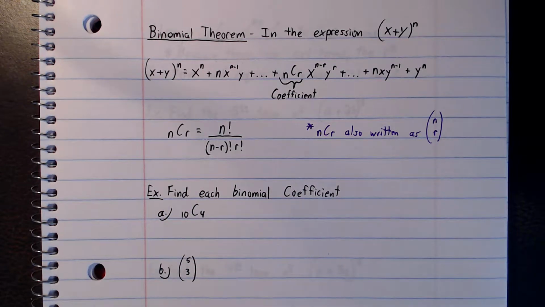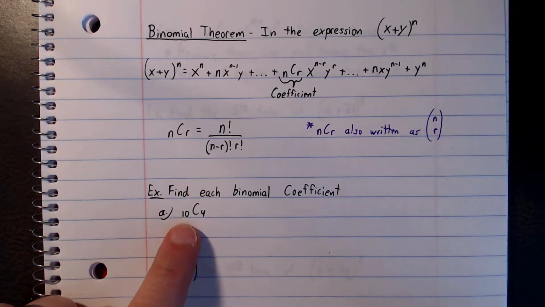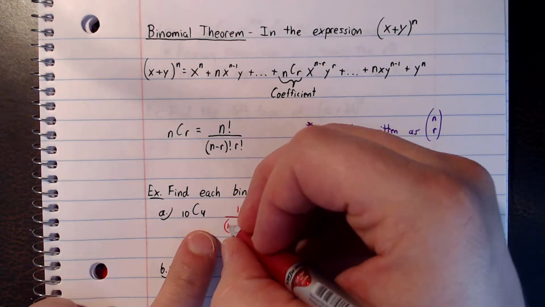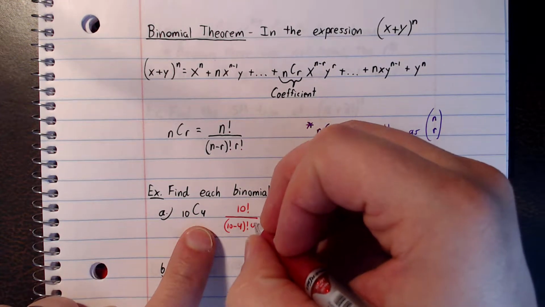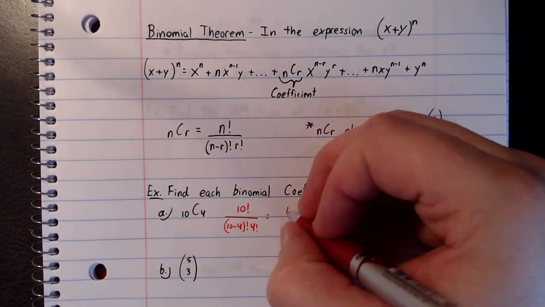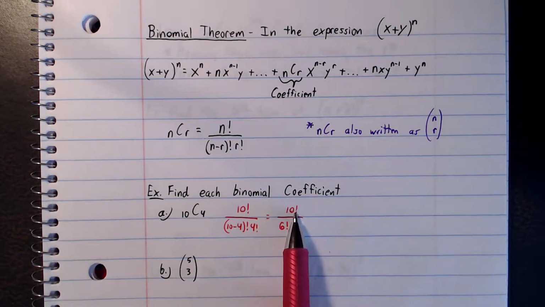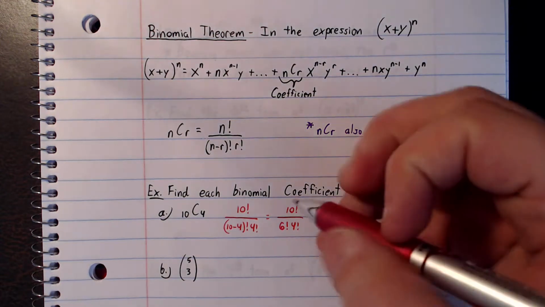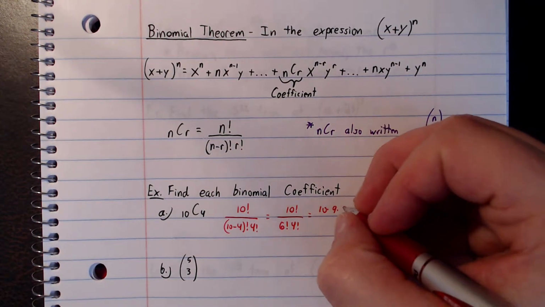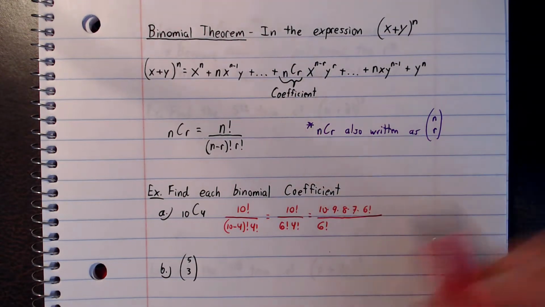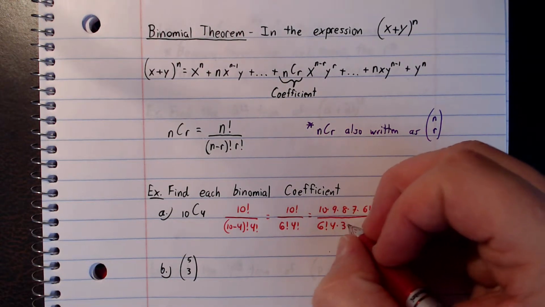So in your example problem, it says find each binomial coefficient. For the first problem, we're doing 10 choose 4. 10 is my n value, 4 is my r value. So when I plug it in, we have 10 factorial over 10 minus 4 factorial times 4 factorial. 10 minus 4 is 6. So when I expand this top, I'm going to stop at 6: 10, 9, 8, 7, 6 factorial. And then 6 factorial, and then we'll write out 4, 3, 2, and 1.